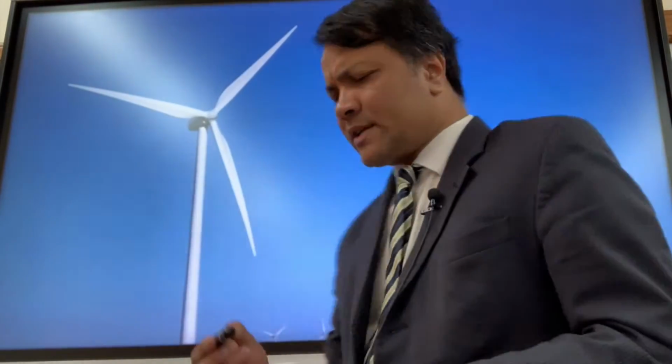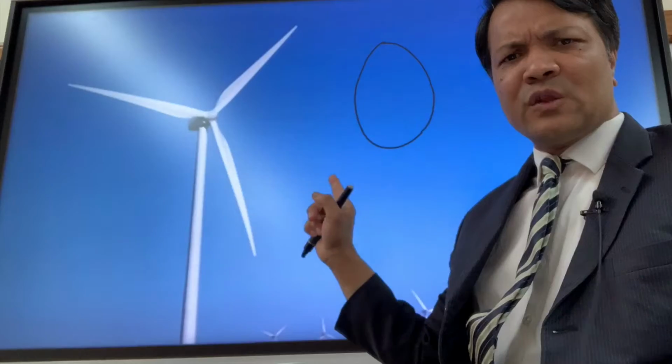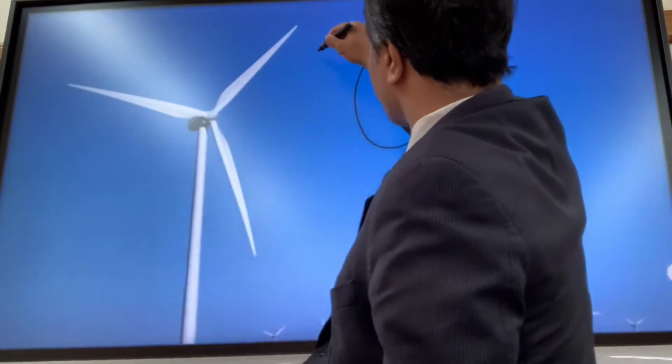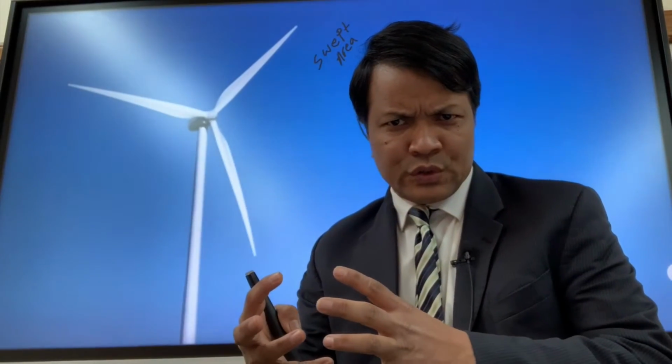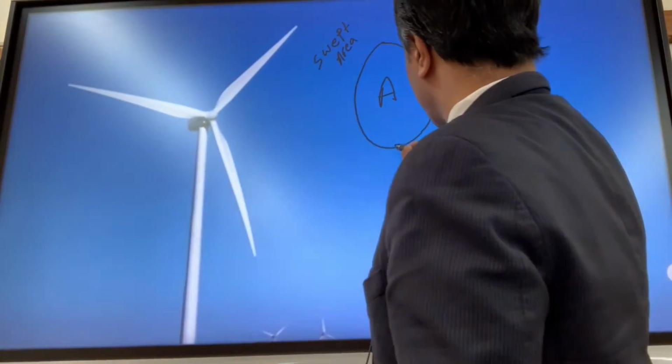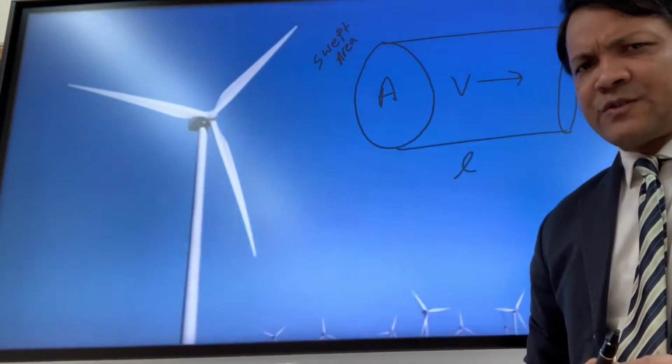What am I talking about? Let's draw it. These three blades create a circular path which has a swept area. This mass of wind moves length L with velocity v. That's going to take us to the physics.